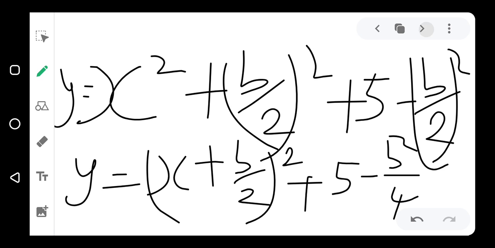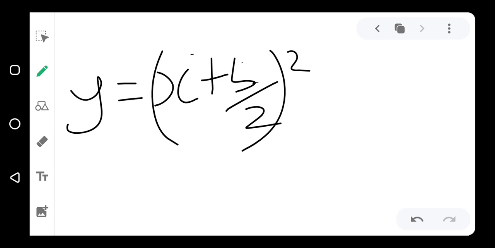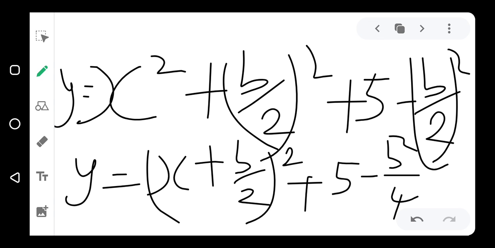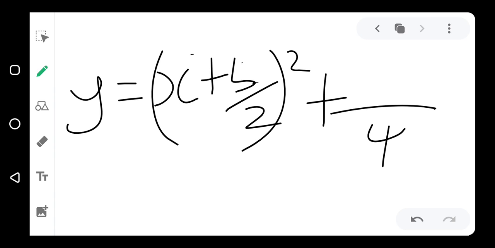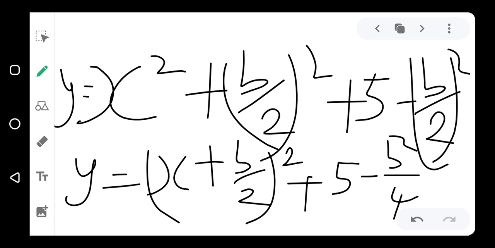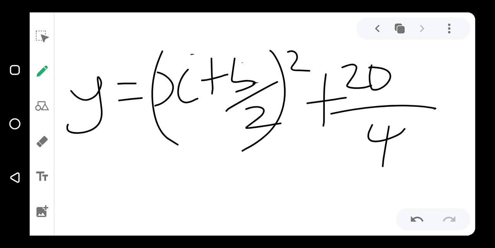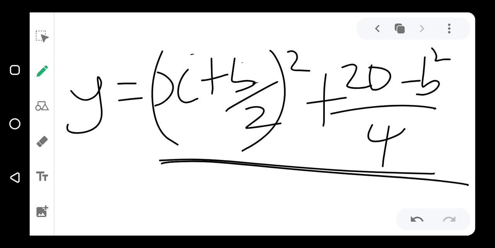which is, LCM is 4. 4 divided by 4 is 1, 4 divided by 1 is 4. 4 times 5 is 20. So we have 20 minus 4 divided by 4 is 1, 1 times b squared gives us minus b squared. So this is the answer for this one.